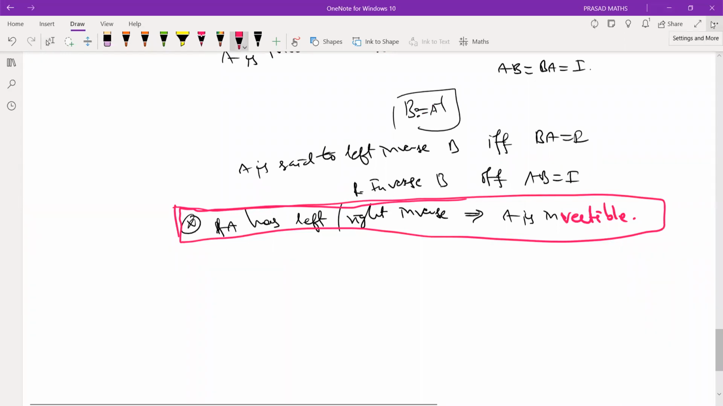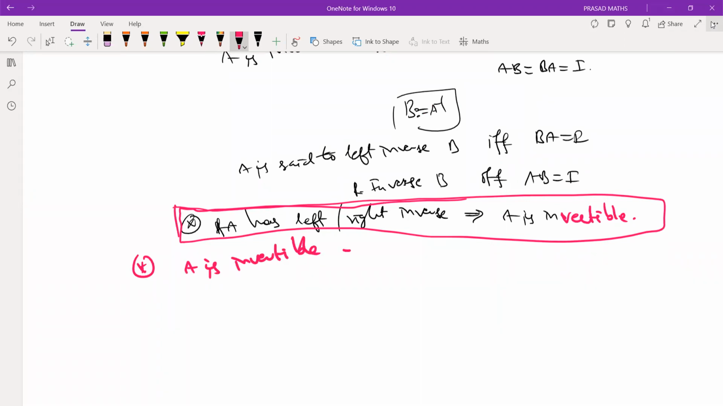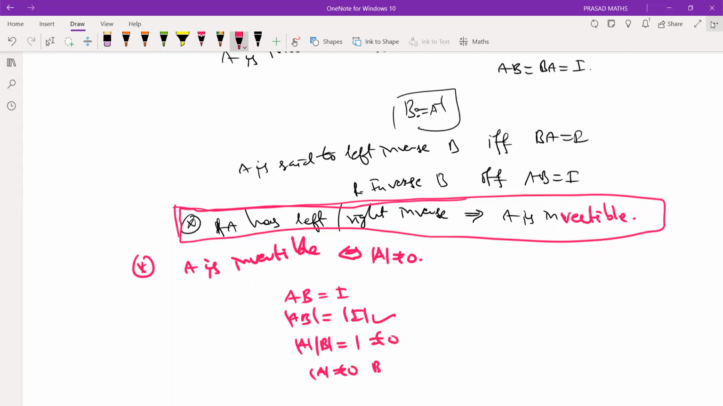Suppose A is invertible. This is important: A is invertible means automatically det A is non-zero. This is very, very important. What is invertible? A into B equals I. That means there exists at least one matrix B with A into B equals I. Now take the determinant on both sides. So det A into det B is equal to 1. What is the determinant of I? Det of I is 1. So the right side is non-zero, which means the left side is non-zero. Therefore, det A is non-zero and det B is non-zero.